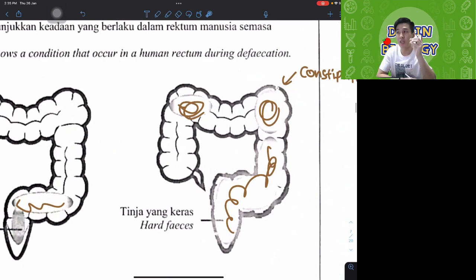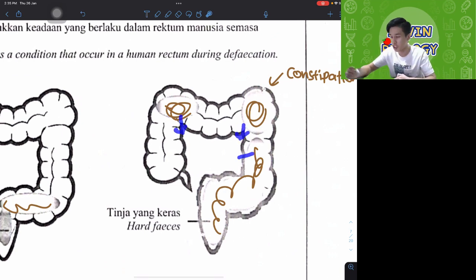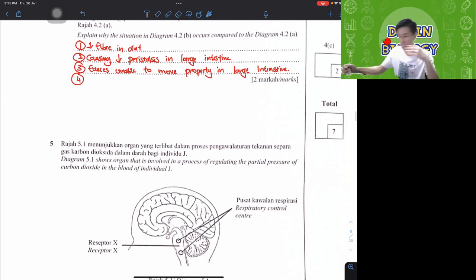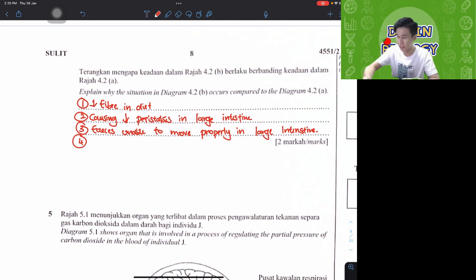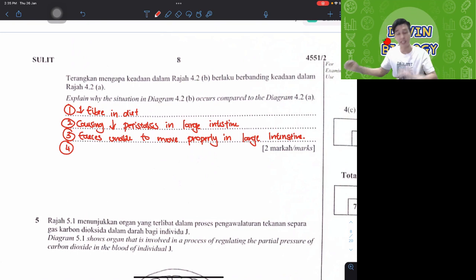Your large intestine will mainly absorb a lot of water because your feces cannot move properly, so a lot of water will be reabsorbed. So this will cause your feces to become hard and then constipation. So that's the full explanation for constipation. I know this is only 2 marks, but never mind, I just give you everything here in case it comes out in an essay.